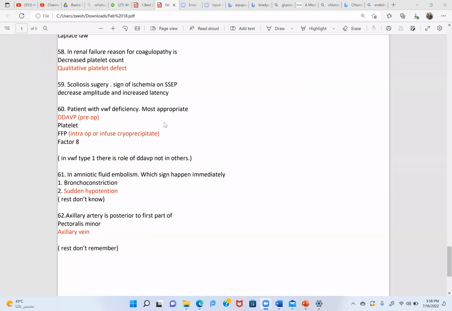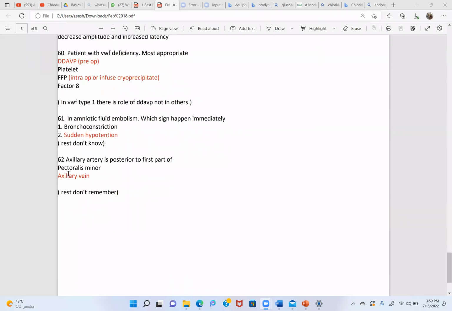Patient with von Willebrand disease, most appropriate management? This will not be a single word answer. They will check the levels, and it also depends on the type. Sir, there are 3 types. In type 1, we can give desmopressin. In types 2 and 3, we can't give desmopressin, because in type 1 there is a quantitative problem. So by giving desmopressin, we can increase the quantity of von Willebrand factor. But in type 2, it is a qualitative problem. If we give desmopressin, it will only increase von Willebrand factor whose function is not good. So there is no use of desmopressin. That is how you should think.